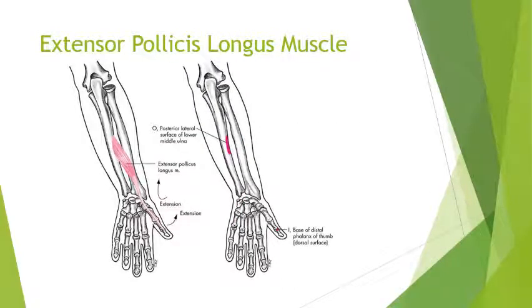Extensor pollicis longus, so we're back over at the thumb. So the origin is the posterior lateral surface of the lower middle ulna, and it's going to insert on the base of the distal phalanx of the thumb, again on the dorsal surface.